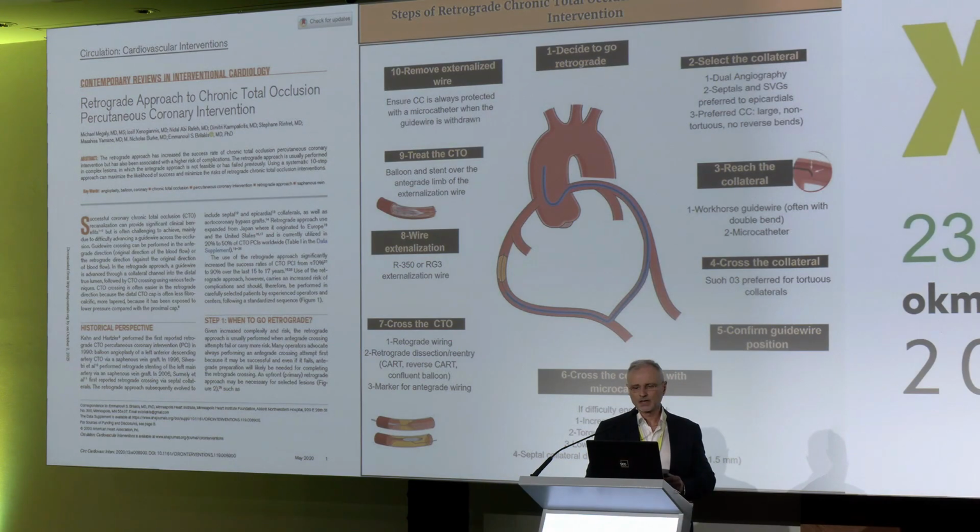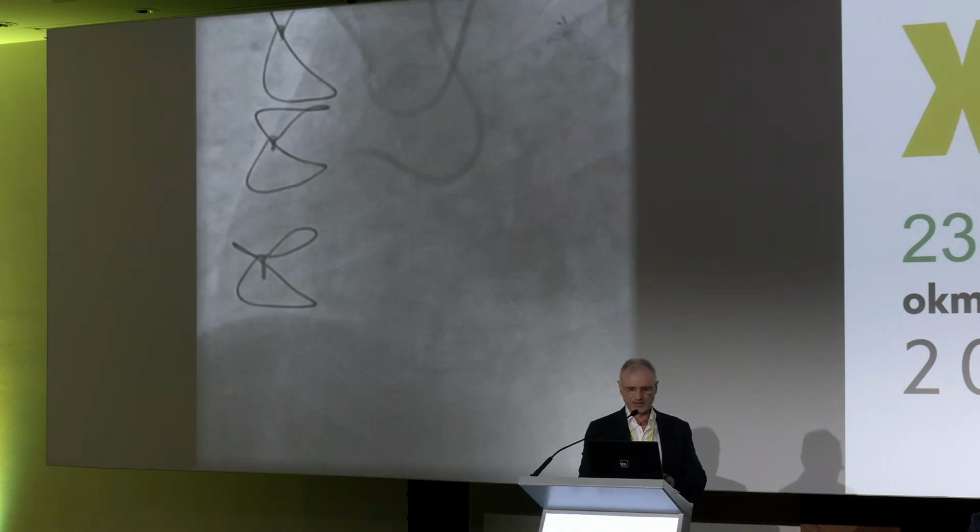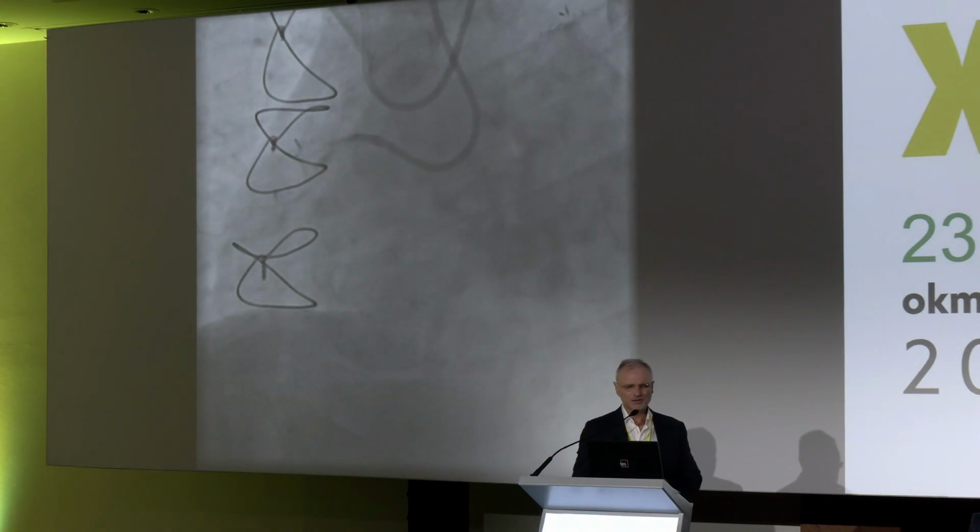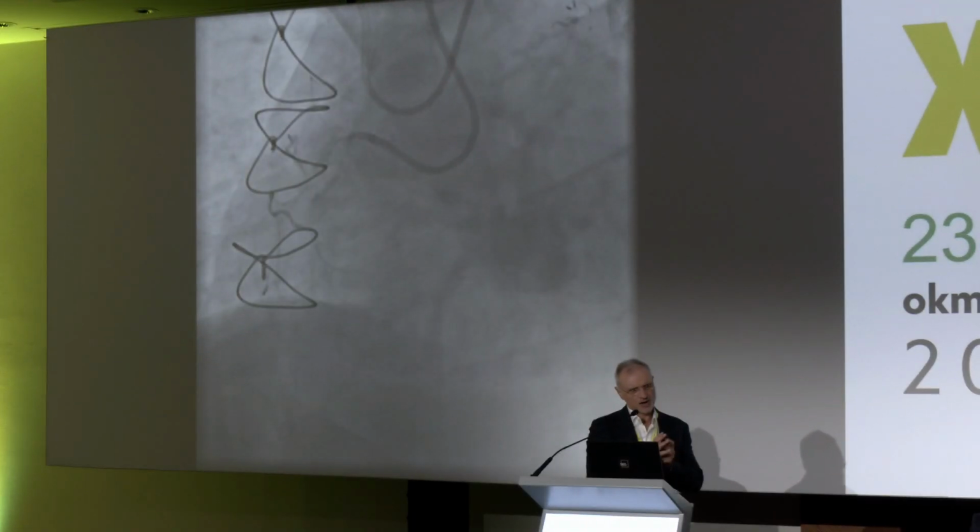So these are all the steps. I'm not going to insist, I have 6 minutes, but essentially what you have to do is decide for retrograde, select a collateral, reach the collateral, cross the collateral with a guide wire, push a microcatheter through this, and then you're working with the CTO and externalization, all this kind of stuff. I'm going to show you some examples of all of these things. The meeting is to present you some concise data of what you might be able to have.